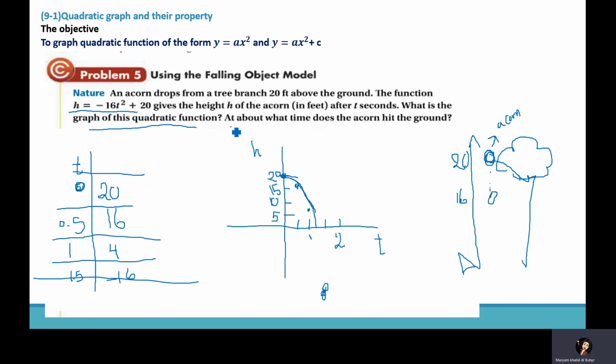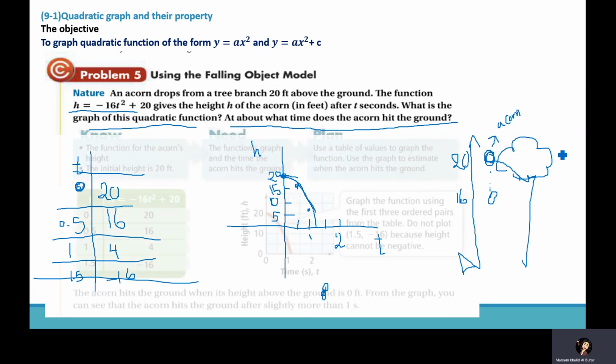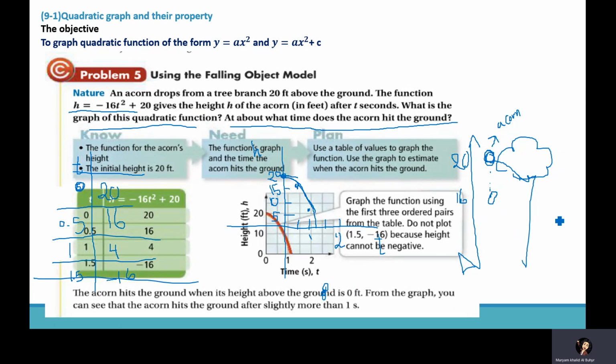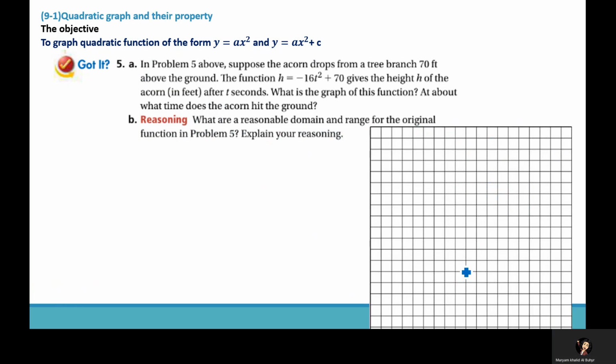Now I will answer: at about what time does the corn hit the ground? You can just say after 1 minute and in less than 1.5 minutes. This is the professional answer. Now you can do exactly the same as I did here with this problem.